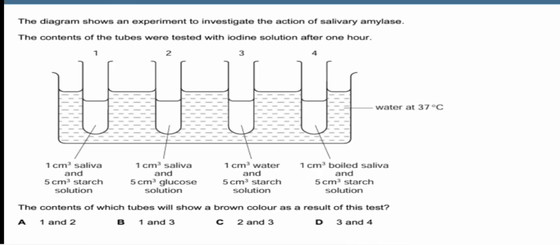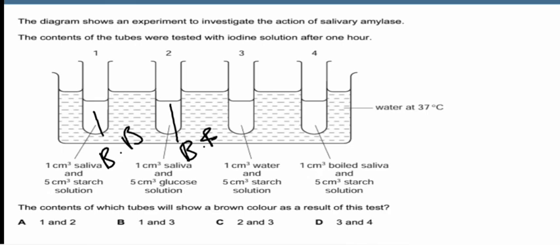Okay, so as you can see, for the first one here, we have saliva not being boiled, just normal. And also we have the starch here, meaning here we are going to have blue-black. So here we need to have blue-black because both of them are normal. And when it comes to number 2, we have 1 cubic centimeter of saliva and 5 cubic centimeters of glucose. Even here we are going to have a negative result, which is blue-black.